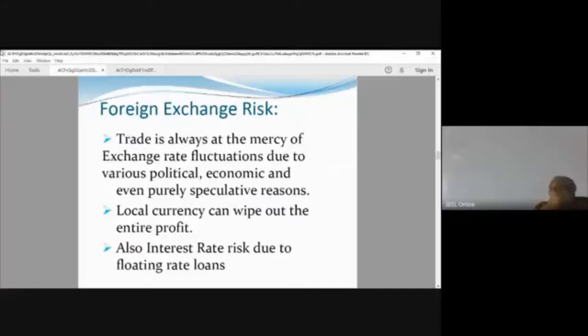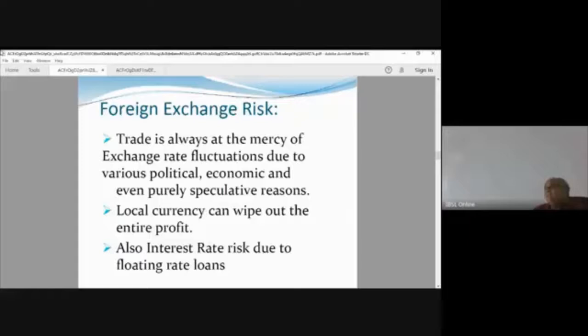It went up to 196.95 selling rate, and it has now come down. So it is always depending on the exchange rates. Then the local currency can wipe out the entire profit because of the foreign exchange risk. Also interest rate risk due to floating rate loans, right?